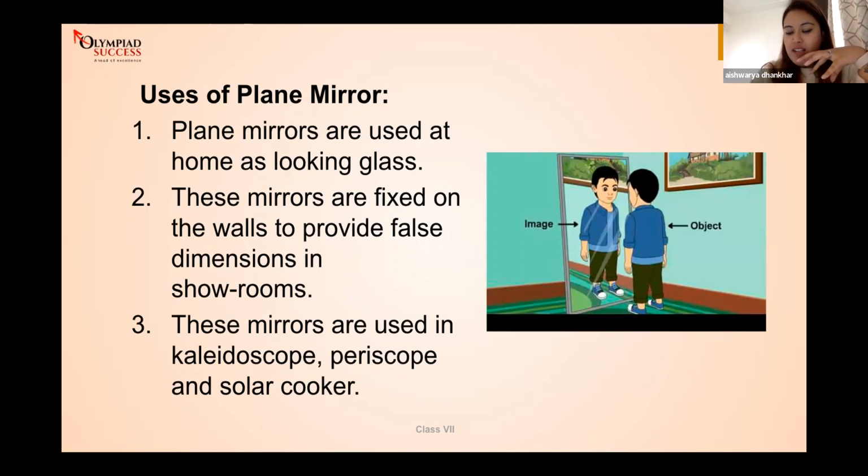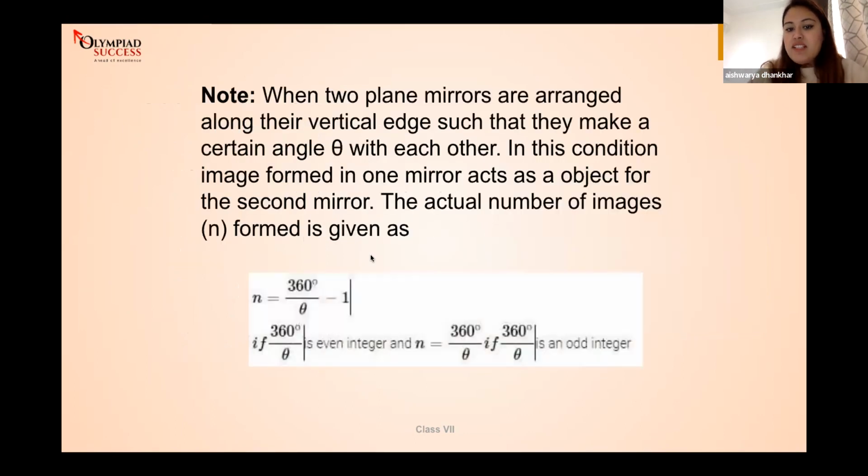So inside the kaleidoscope, it will create a nice effect of the light, whereas in a solar cooker, it will contain all the light. So in the solar cooker, what happens? Internally, the light gets reflected and all the light gets trapped in the solar cooker, which will allow the food to be cooked. Okay.